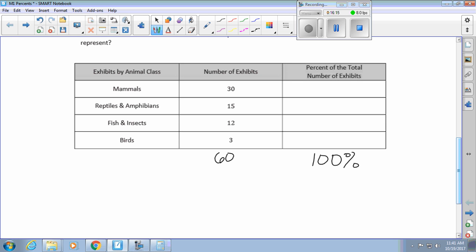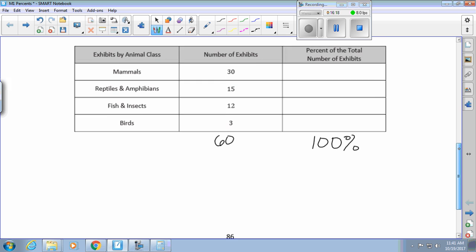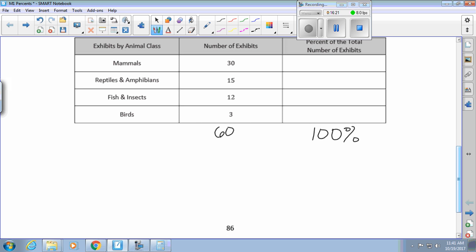What we're going to do is set up proportions to figure out what percentage each animal class takes up of the zoo. So first thing we're going to do is write mammals. We're going to label this so our work is really neat. And we're going to do this. Line equals line. Okay, so we know part over whole equals percent over 100. So we're going to fill in our 100. Okay, we know that the mammals, what's the partial amount there? 30, right? So 30 out of 60.